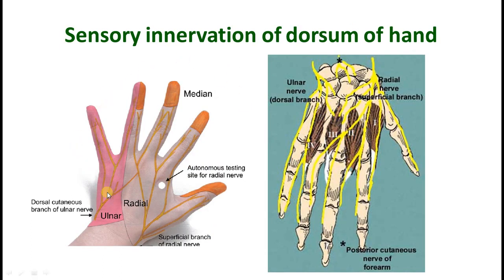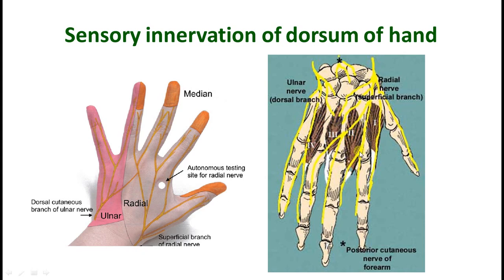Sensory innervation of the dorsum of the hand. The radial nerve mainly supplies the skin over the dorsum of the hand and also the lateral 3½ digits, but not the region of the distal phalanx or the nail bed. That is taken care of by the median nerve. Whereas the medial side of the dorsum of the hand and the medial 1½ fingers up to the distal phalanx is mainly taken care of by the dorsal cutaneous branch of the ulnar nerve. So the dorsal cutaneous branch of the ulnar nerve supplies the medial 1½ fingers.